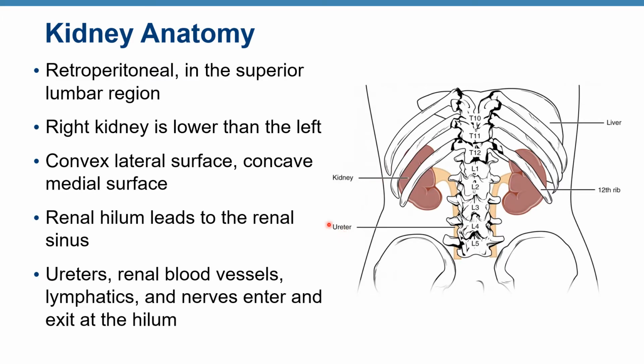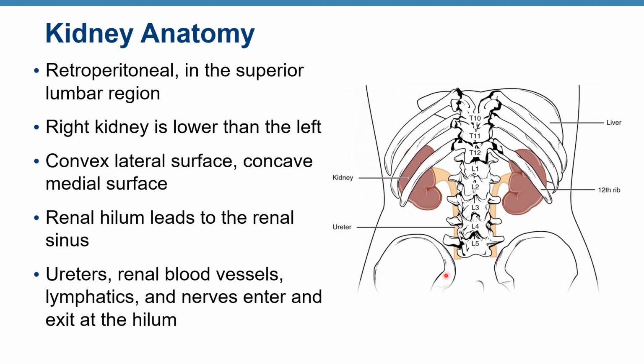So kidneys are retroperitoneal in a superior lumbar region. Right kidney is lower than the left, and this is because on the right side we have a pretty big organ, liver, and liver kind of pushes right kidney a little bit lower. Kidneys have convex lateral surface and concave medial surface. Renal hilum leads to renal sinus, and ureters, renal blood vessels, lymphatics, and nerves enter and exit at this hilum.